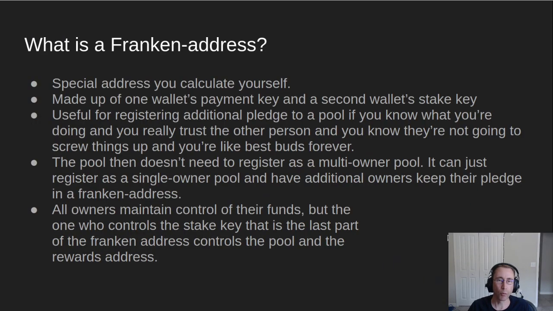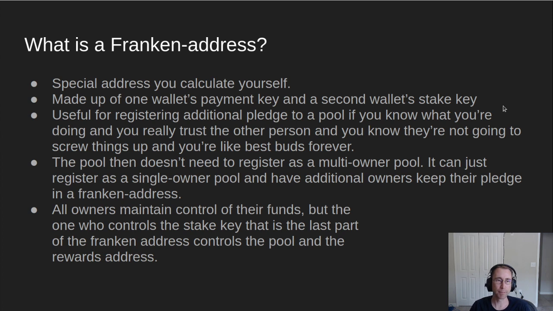So first of all, what is a Franken address? This is just a term I made up, and it's a special address in Cardano that you calculate yourself. It's made up of one wallet's payment key and a second wallet's staking key. And this is useful if you're registering additional pledge to a pool. You have to really trust the other person to know what they're doing and not screw things up, like best friends forever, and you're not going to mess anything up when you're doing it.